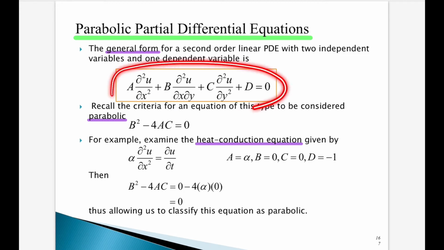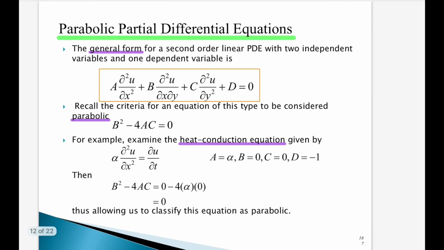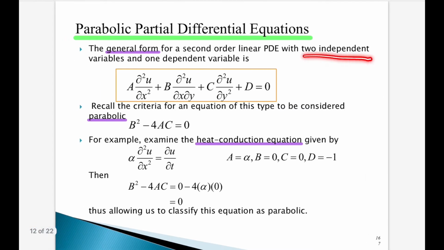So this is the general form of the second order linear PDE with two independent variables, x and y, and one dependent variable, which is u. Recall the criteria for an equation of this type to be considered parabolic. To be classified as parabolic, it must satisfy b squared minus 4ac equal to 0.